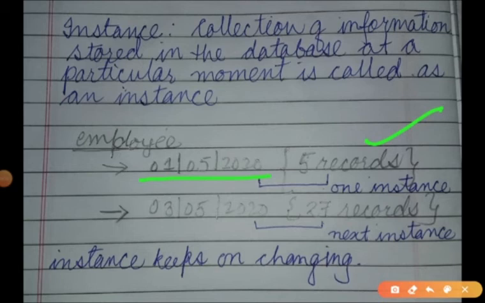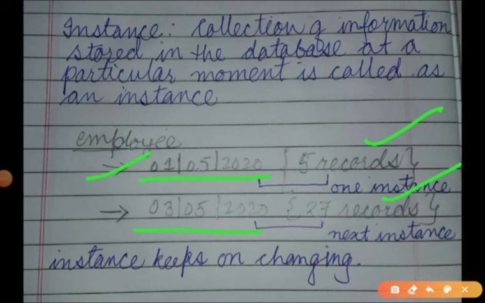And on the 3rd of May we have inserted the next 22 records. So altogether it became 27 records. So on the 1st of May we inserted 5 records, and on the 3rd our total records became 27. The information stored or collected at a particular moment is known as an instance.